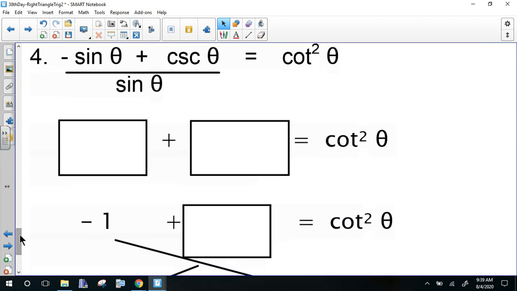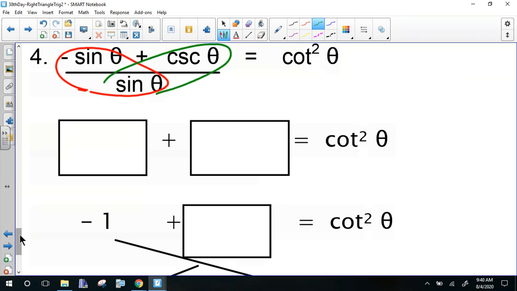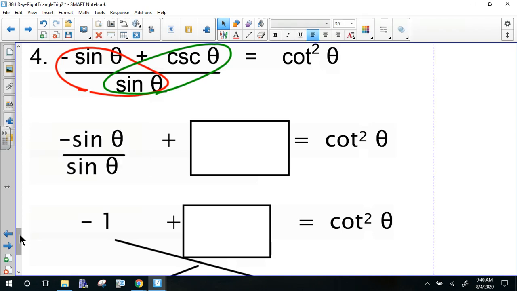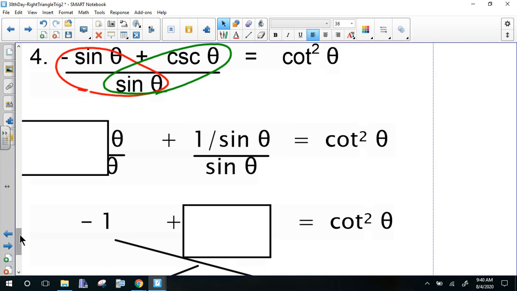We got one more here. We've got negative sine theta plus cosecant theta, all divided by sine theta, equal to cotangent theta. So what we can do here is we can split this one into two fractions because they have a common denominator. We got negative sine theta over sine theta, and we got cosecant theta, which is 1 over sine divided by sine theta.